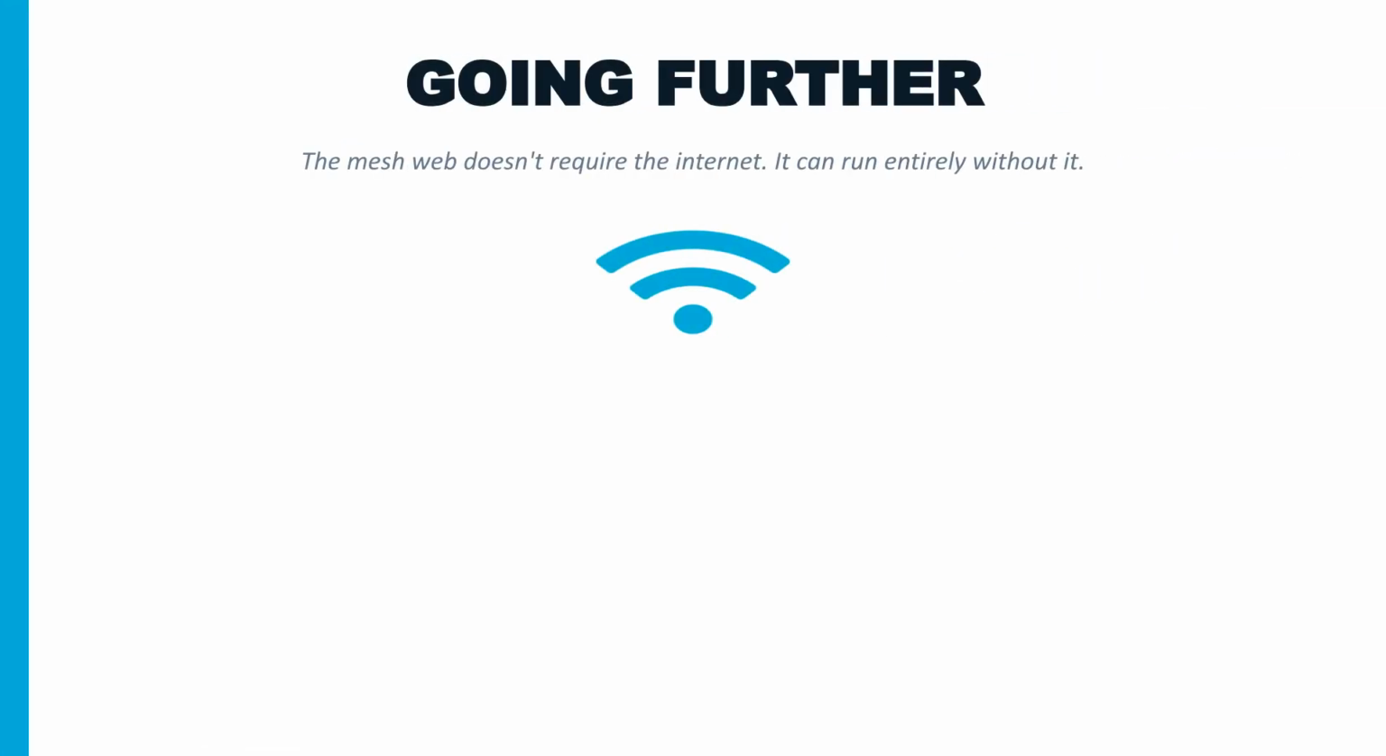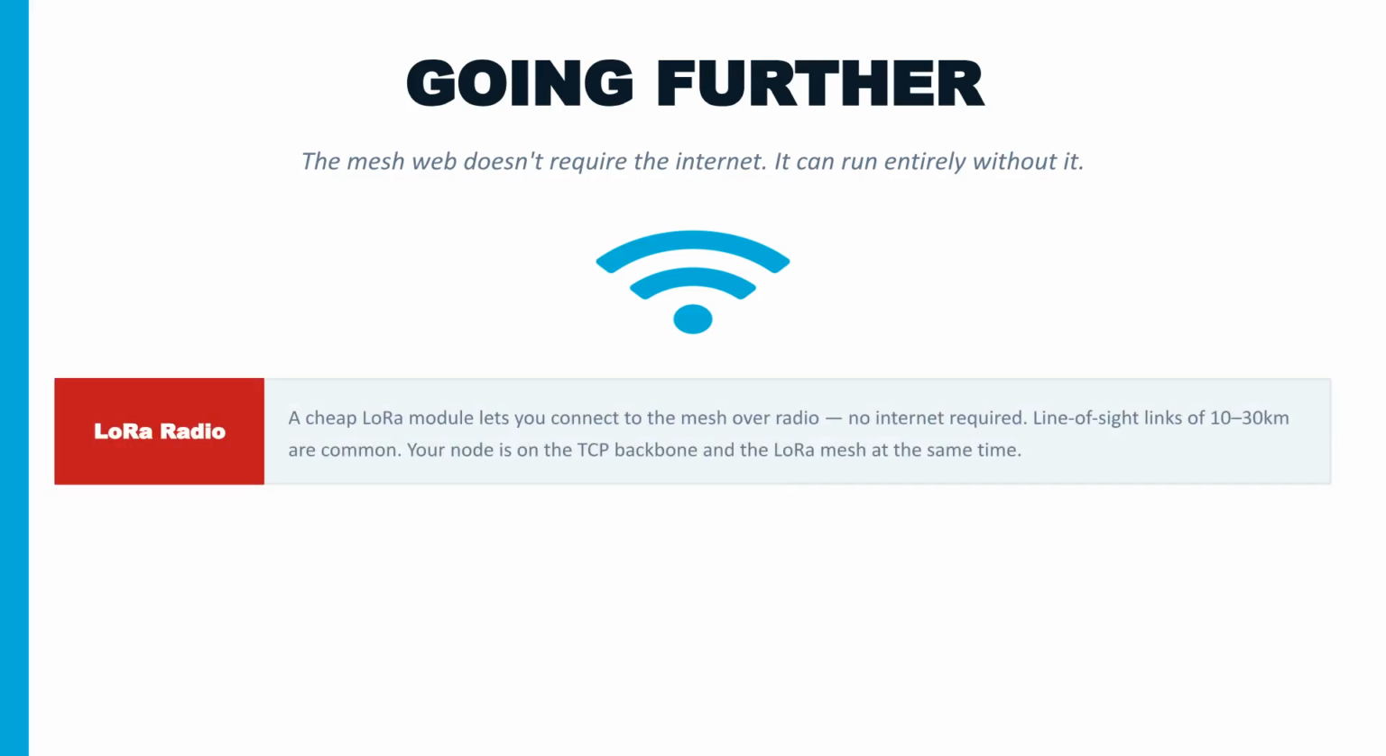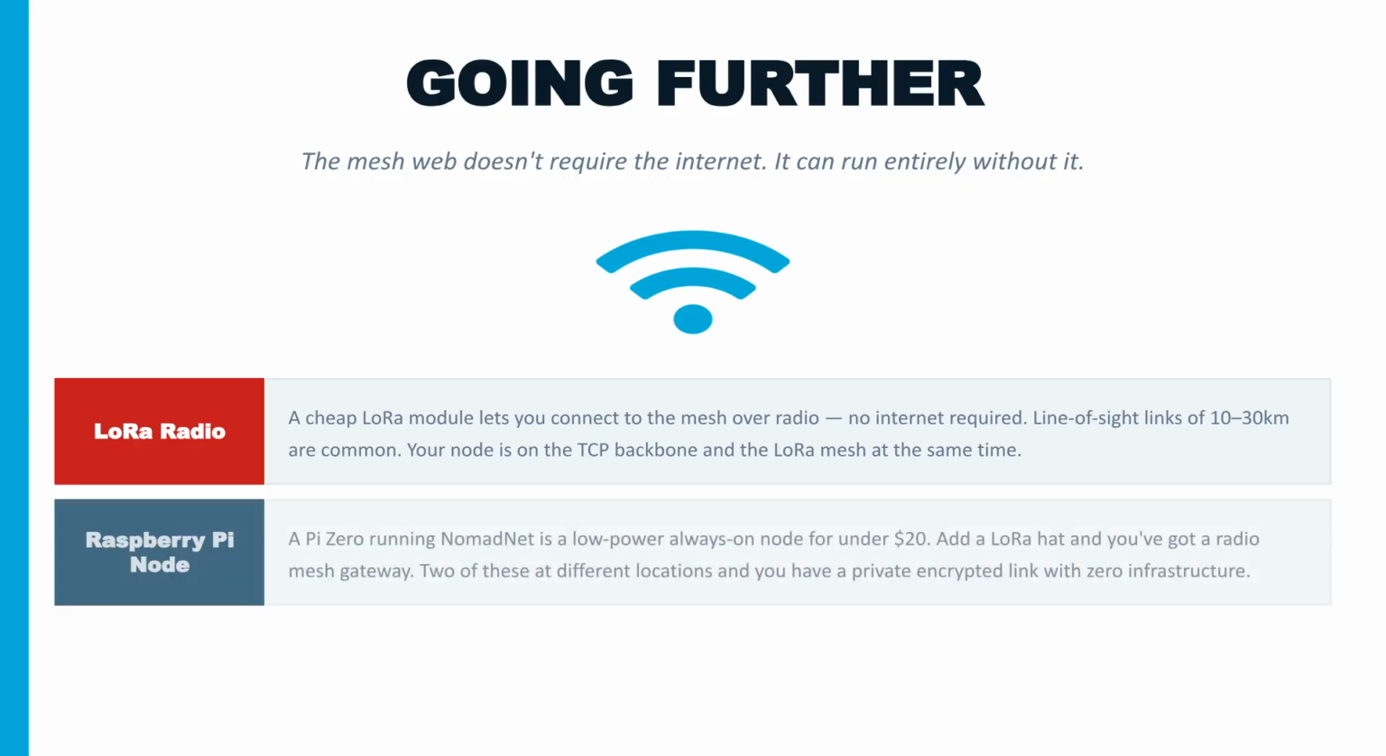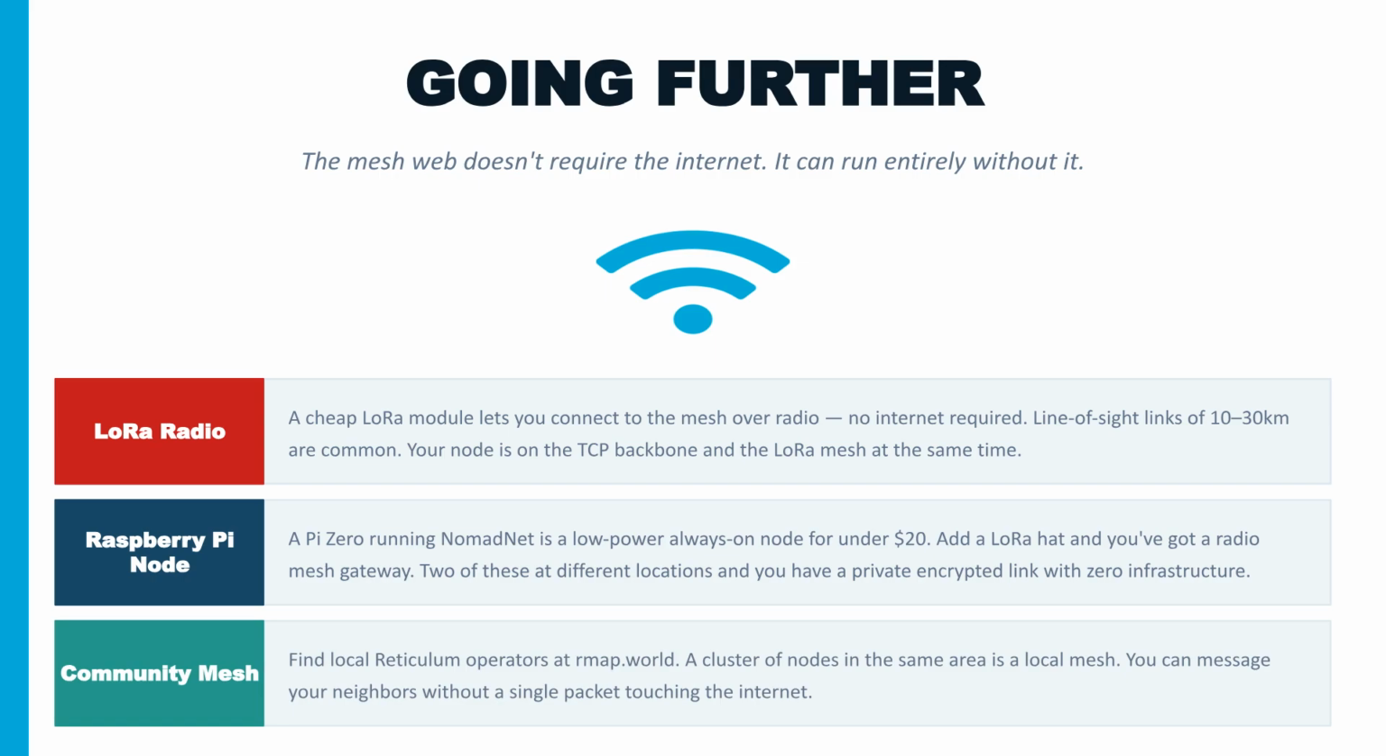The mesh web can run entirely without the internet. For example, a cheap LoRa module allows connecting over radio for links of 10 to 30 kilometers. A Raspberry Pi node can create a low-power, always-on radio mesh gateway. A cluster of nodes in a local area is a community mesh, allowing local, private, encrypted messaging.